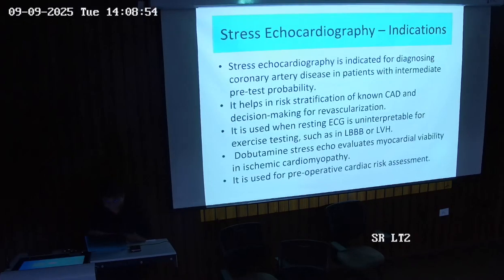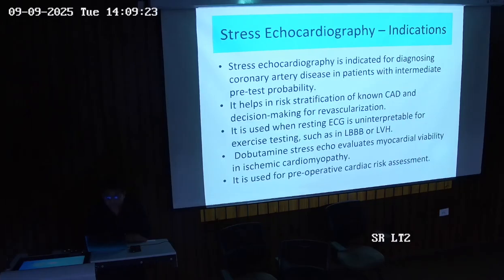Stress echo, as the name suggests, stress. When the patient is under stress, by the use of some pharmacological agent or by exercise, at that time the echo is done, and that echo is more suggestive of different diseases. So stress echo is indicated for diagnosing coronary artery disease in intermediate pre-test probability.